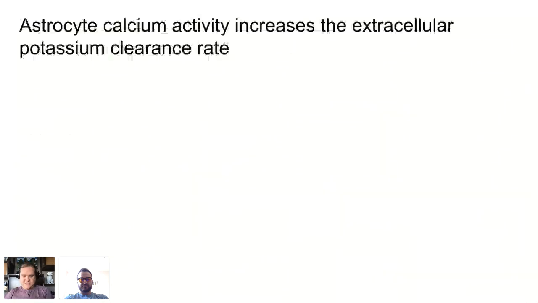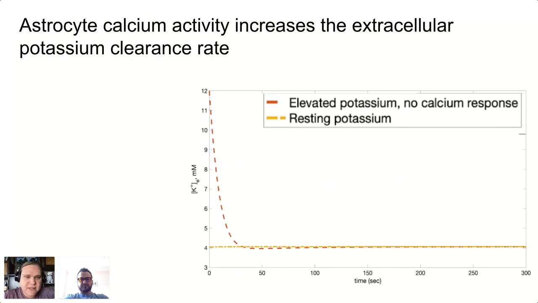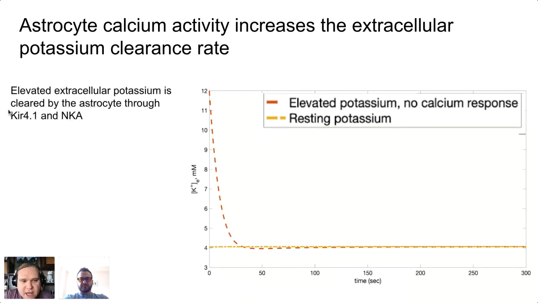So what we've seen in just adding these model components is that astrocyte calcium activity can increase the extracellular potassium clearance rate. So when you have elevated potassium in the synaptic cleft, maybe from repetitive firing or maybe some more pathological seizure conditions, the potassium is elevated and it needs to be cleared by that astrocyte and returned to the resting potassium levels. So that's cleared through the inward rectifying potassium channel and the sodium potassium pump.